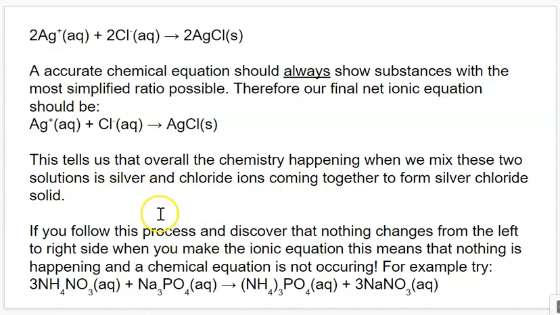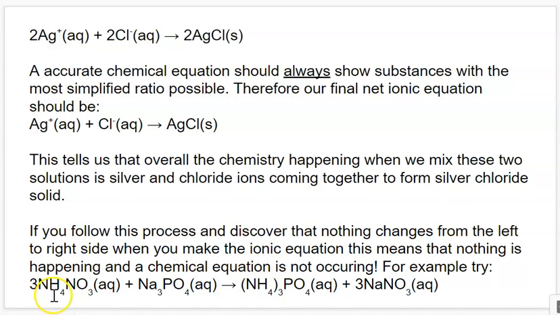So if you follow this process and discover that nothing changes from left to right, aka everything on the reactant side and the product side are spectator ions, that's actually a sign that nothing is happening in the chemical equation. So sometimes the chemical equation will be technically an illusion.